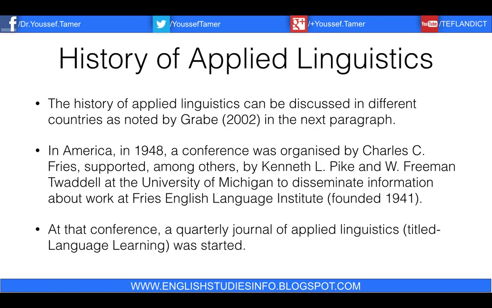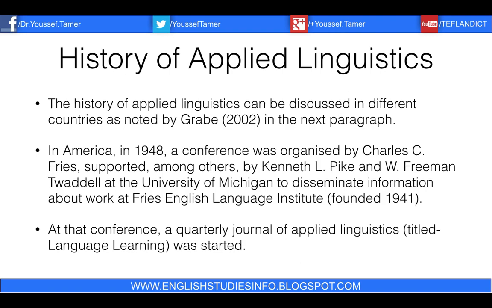As a result of the conference, because this is one of the things you have to learn about a conference. Usually a conference, when it is organized, needs to be followed by the publication of the presentations that were in that conference. So what they did after this conference, they published a quarterly, the first quarterly, titled Language Learning.